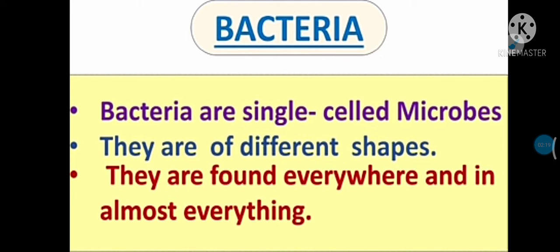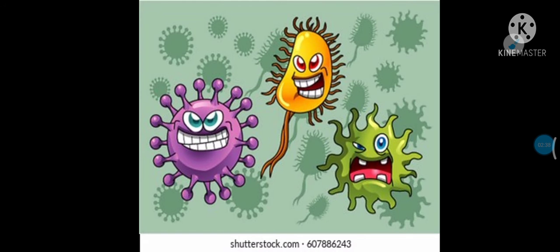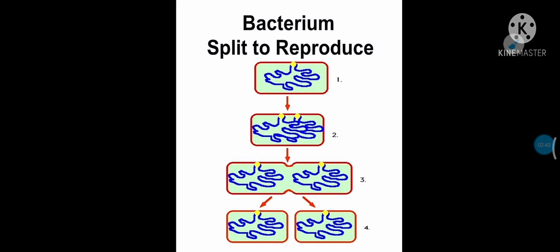Bacteria. Bacteria are a group of simple single-celled living things. They are of different shapes. Bacteria are found everywhere, in soil, in air, water, and in all animals and plants. They reproduce by just breaking into half. So, bacteria give birth to a new one by just dividing itself.